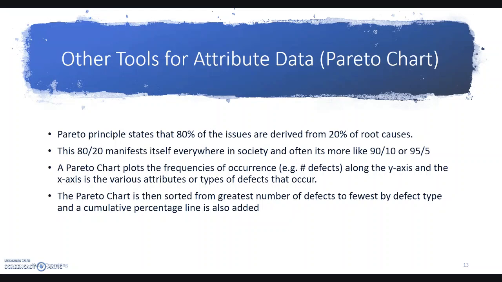Basically what a Pareto chart does, and we'll show you this in a moment, is plot the frequencies or occurrences of specific defects, ideally defects that are occurring in your process. Then you sort the Pareto chart. This is key. You sort the Pareto chart based on the greatest number of defects to the fewest number, because that allows you to really quickly see which are the most important ones to focus on.